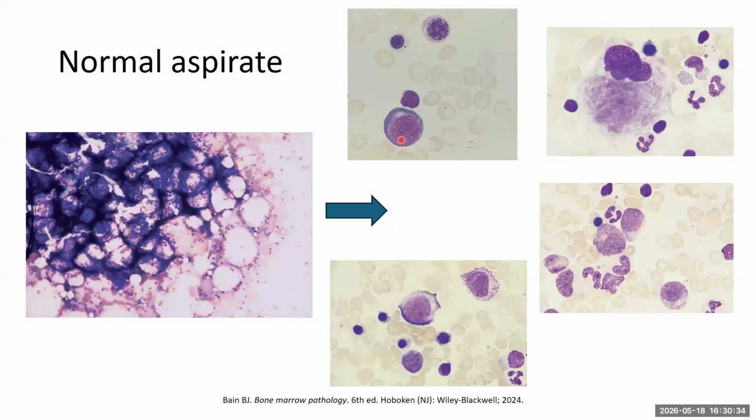So here we can see a mature lobulated megakaryocyte with abundant cytoplasm. Here we can see erythroid precursors at different stages of maturation from very early to very late. We can also see granulopoiesis from a blast, promyelocyte, myelocyte, metamyelocyte, band, and neutrophil. It's normal to see blasts in the bone marrow, as long as they're not increased. In addition, there are also small mature lymphocytes that can be seen as well.